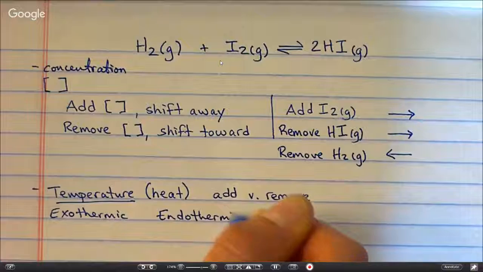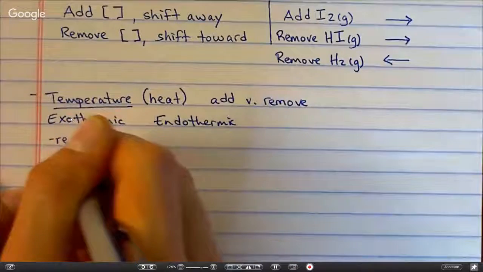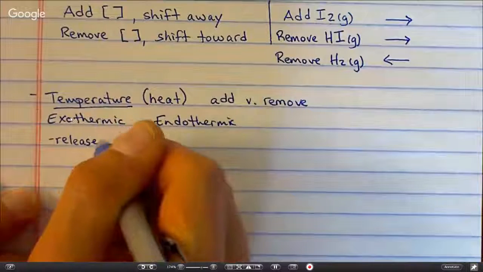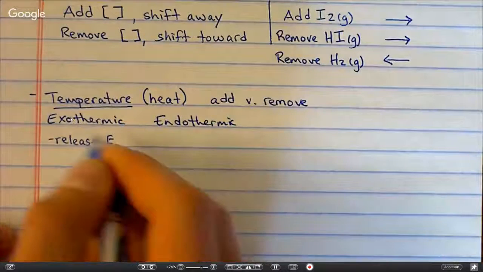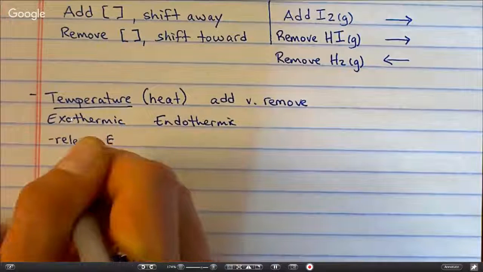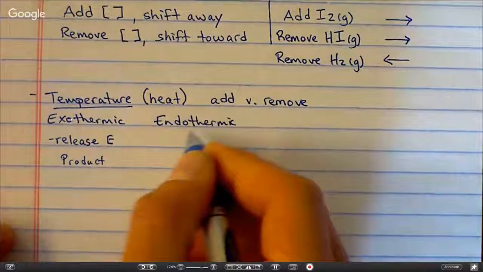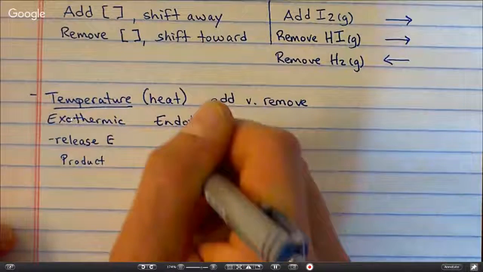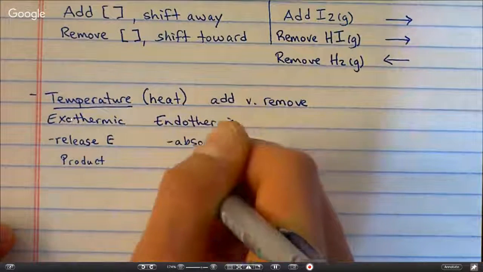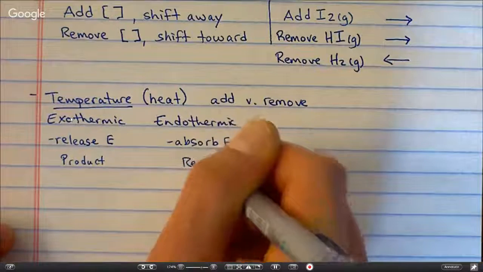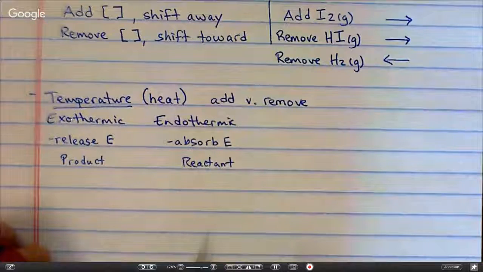Recall that if something is exothermic, we are releasing energy. So always, if it's exothermic, energy or heat is on the product side. And if you have something that's endothermic, that's going to be absorbing energy overall, which means it's going to be on the reactant side.